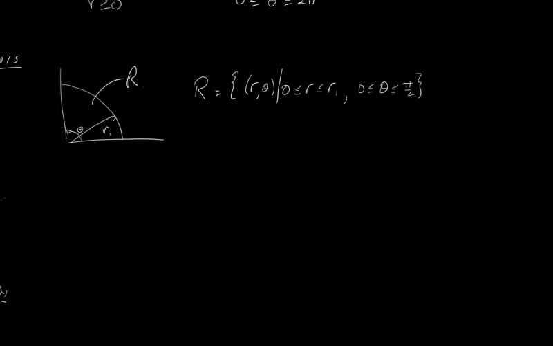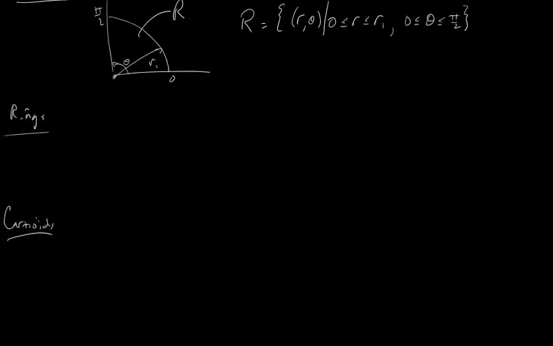Now, of course, I could have drawn a different sector where it didn't go a full pi over 2. Maybe it went pi over 3, or maybe something random like 1.8 radians, whatever the case may be. But this is how we would set this up. So here we have theta going from 0 to pi over 2, and then we've got our radius going from 0 to r1.